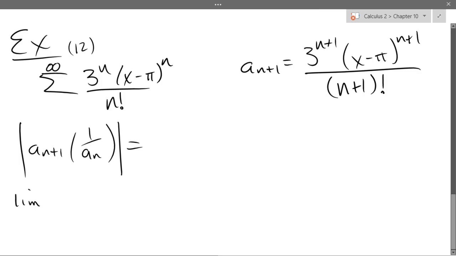Yeah, the n plus 1 term is the numerator, and the nth term is the denominator. If you flip them over, you would get the opposite conclusion: rho bigger than 1 would converge and smaller than 1 would diverge. And then once you've done all your algebra simplification, go ahead and take a limit and see what you get.